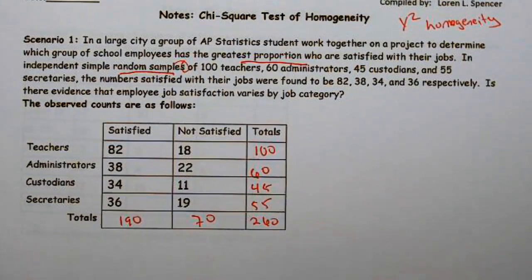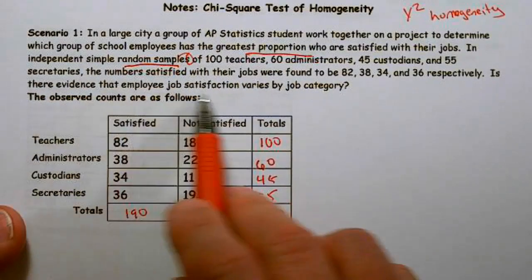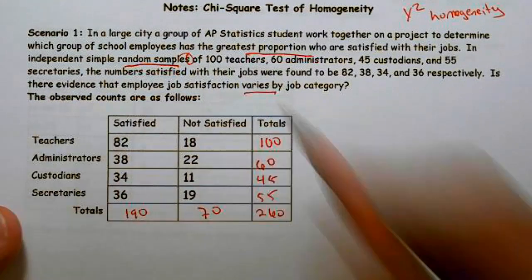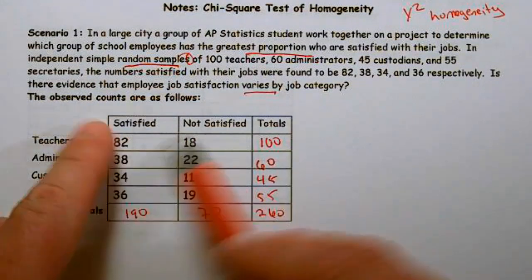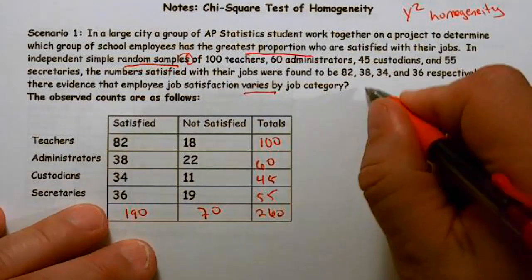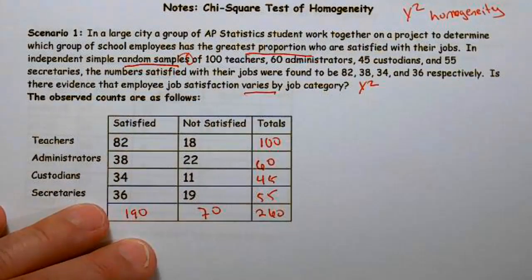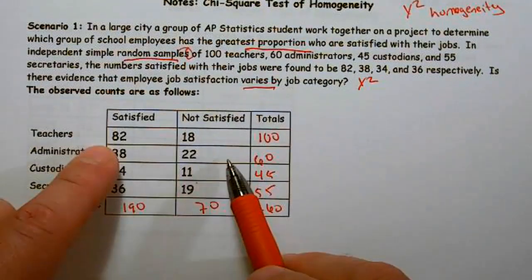So the very first thing we have to do is write our null and alternative hypothesis. They want to say, is there evidence that job satisfaction varies by employee? They didn't use the word independent. They didn't use the word dependent. They didn't use the word relationship. But I look at this table, and because of this table, this is some sort of chi-squared test. And it can't be goodness of fit because I have too many rows and columns.